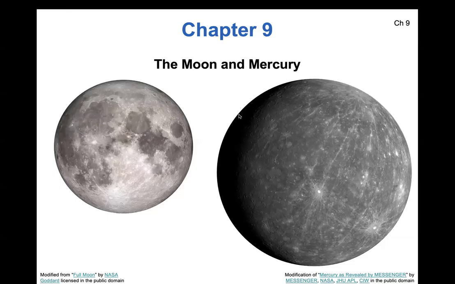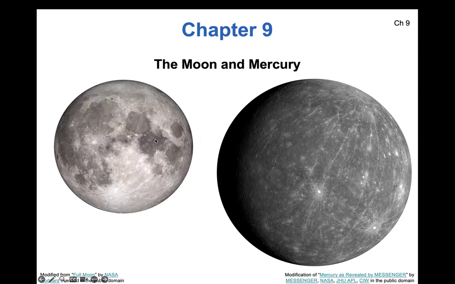Okay, so beginning with chapter 9, covering the moon and Mercury, which are shown to scale on this first slide. The moon, by the way, is on the left. It is smaller than Mercury. Significantly smaller, but they're both closer in size to each other than either of them are to Earth. So, kind of compare what it means to be bigger, right? And they look pretty similar, you know?